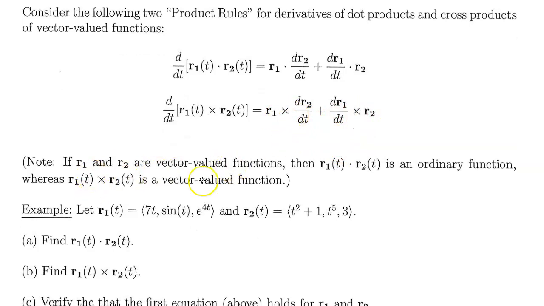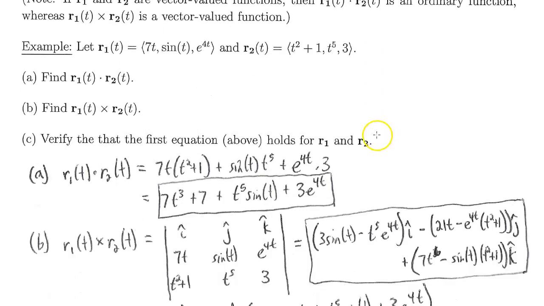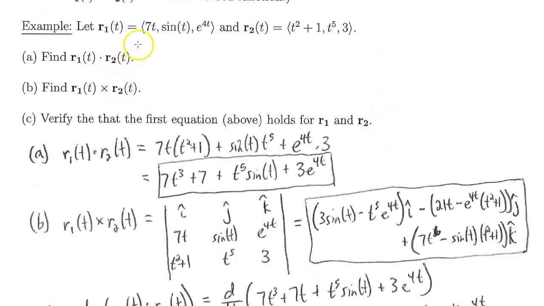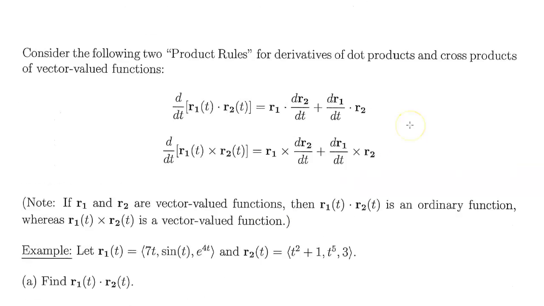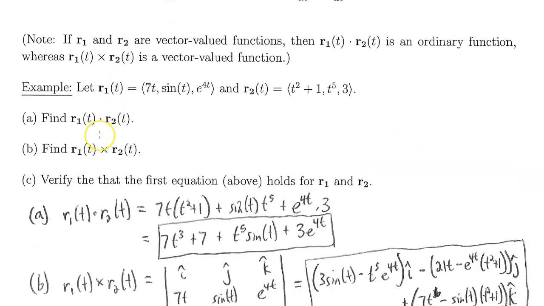Okay, now if r1 and r2 are vector valued functions, then just like I said, r1 of t dot r2 of t is an ordinary function, whereas r1 of t cross r2 of t is a vector valued function. So let's do a specific example and this will become pretty clear. Let's let r1 be this vector valued function and r2 be this vector valued function. Let's find r1 dot r2 and r1 cross r2, and then verify that the first equation above, that first product rule, holds for r1 and r2. So we're going to verify that this holds for this particular r1 and r2.